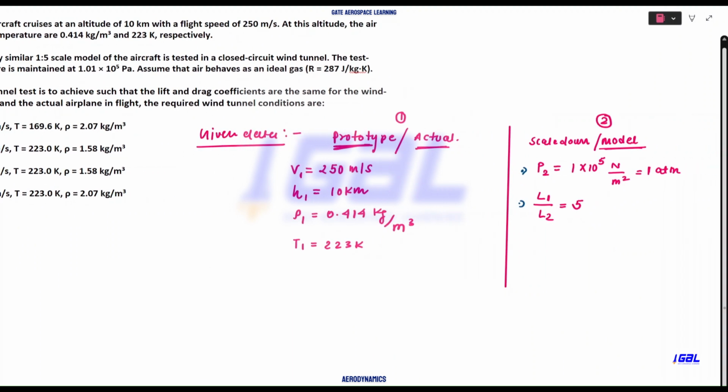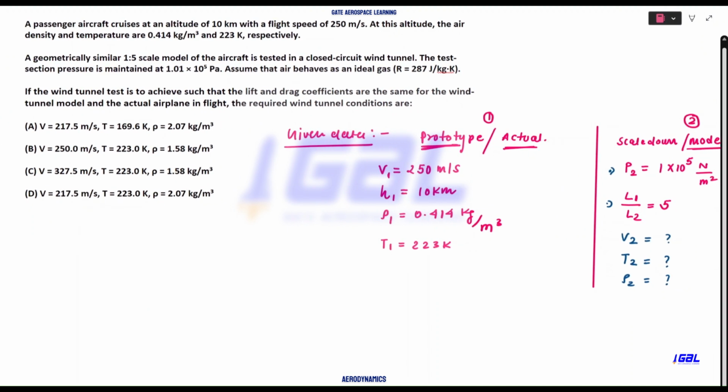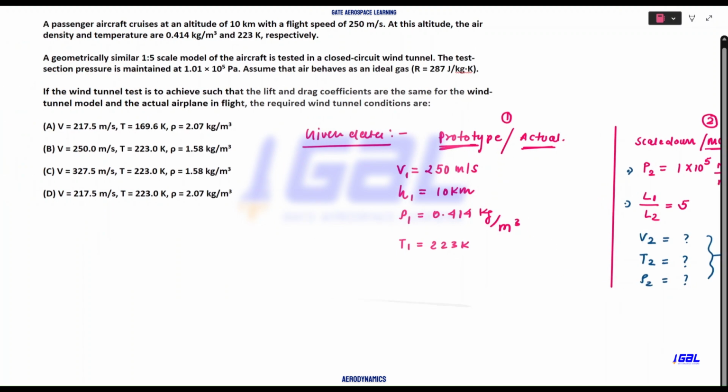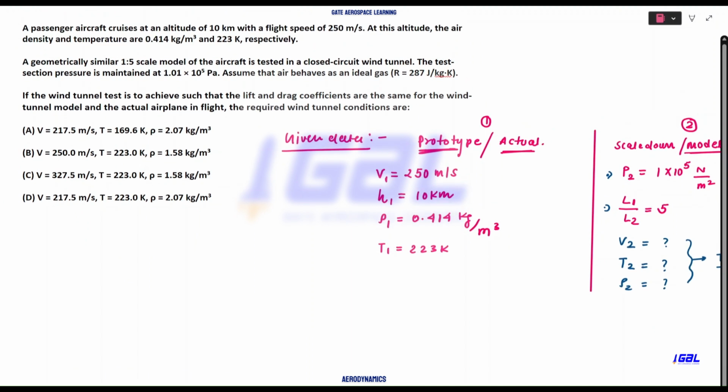Now they are asking you to compute V2, then T2, then rho 2. These are the values they are asking you to compute. Now we'll go slow, we'll try to understand each and everything. Now these values are from your test section. Okay, fine. So now listen to this very properly.